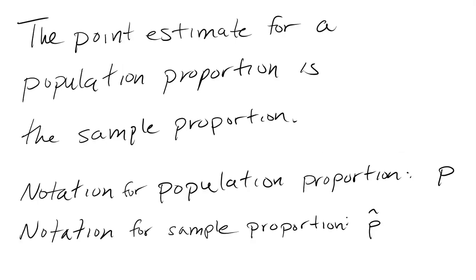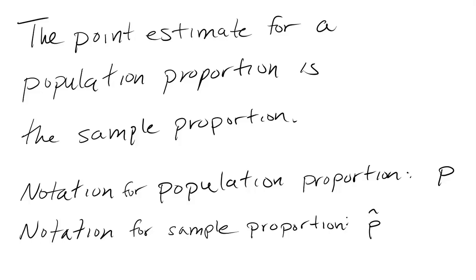The point estimate for a population proportion is the sample proportion. So if you need to know the proportion of a population that has a particular property, but you don't have access to the entire population, you do the same thing you would do for a mean. You would gather a sample and then find the proportion of the sample that has that property. We use that sample proportion as an estimate for the population proportion.